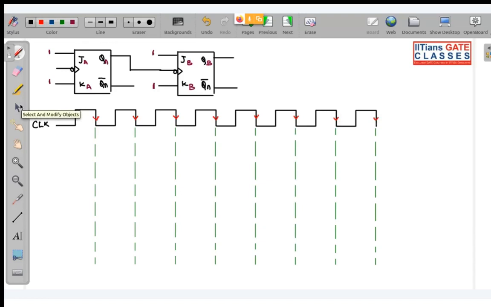Am I audible properly? Am I audible? Tell me yes or no, because there was a net sign over here at my tablet.